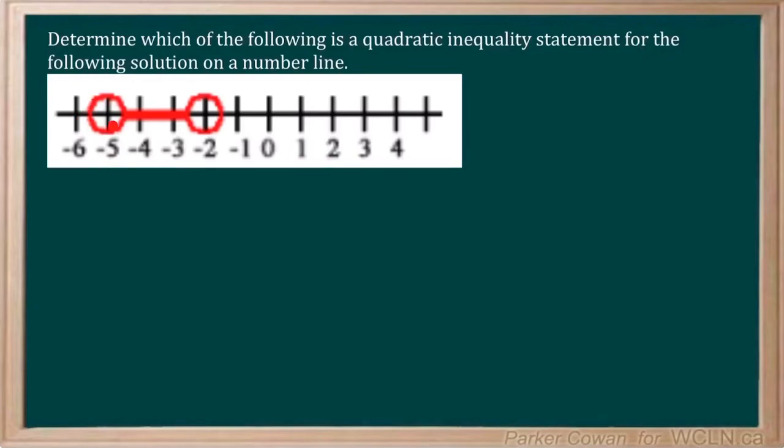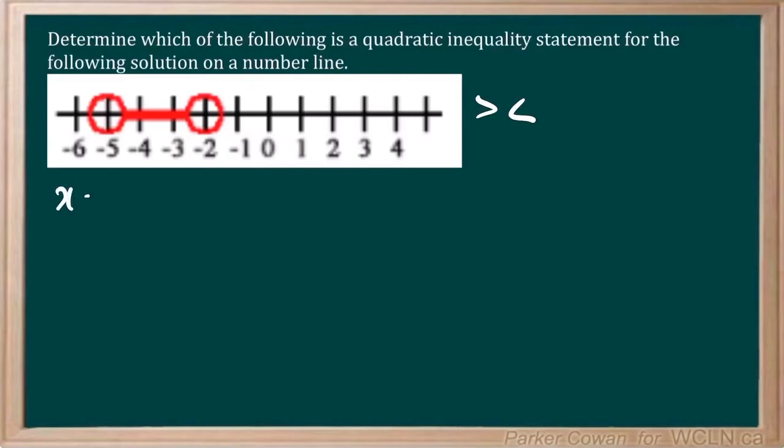We can see that we're using hollow circles, so we make a note of that and make sure that we only use a less than or a greater than sign, and not a less than or equal to sign or a greater than or equal to sign. And we have to make sure that we're finding the part of the graph that falls in between these points, okay? So let's first write down our roots.